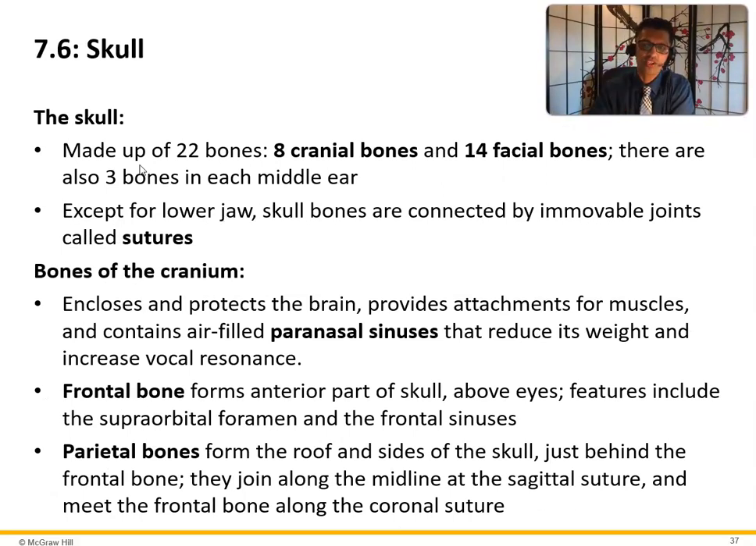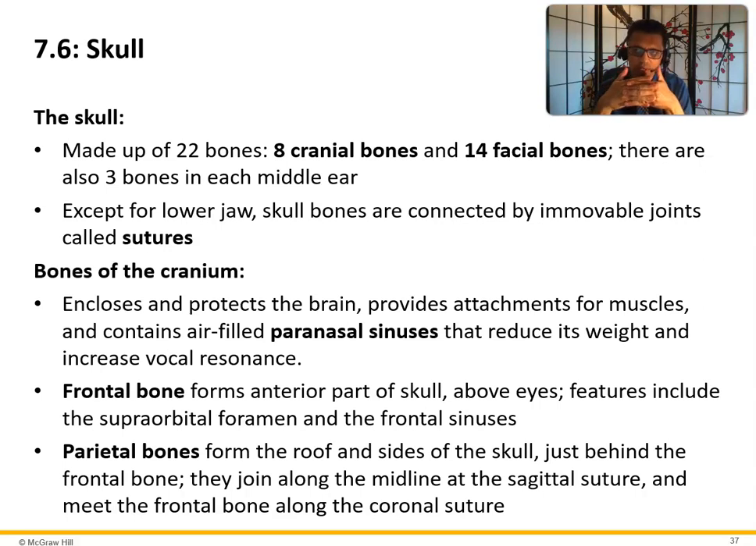So let's start with the skull, which is again part of the axial skeleton. So the skull is made up of 22 bones: 8 cranial bones and 14 facial bones. There are also 3 bones in the middle ear. So right here, the malleus, the incus, and the stapes. Except for the lower jaw, which is your mandible, skull bones are connected by immovable joints called sutures.